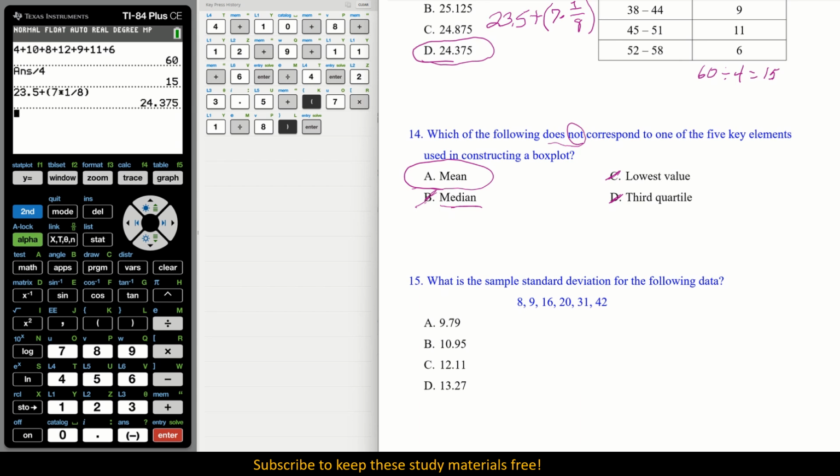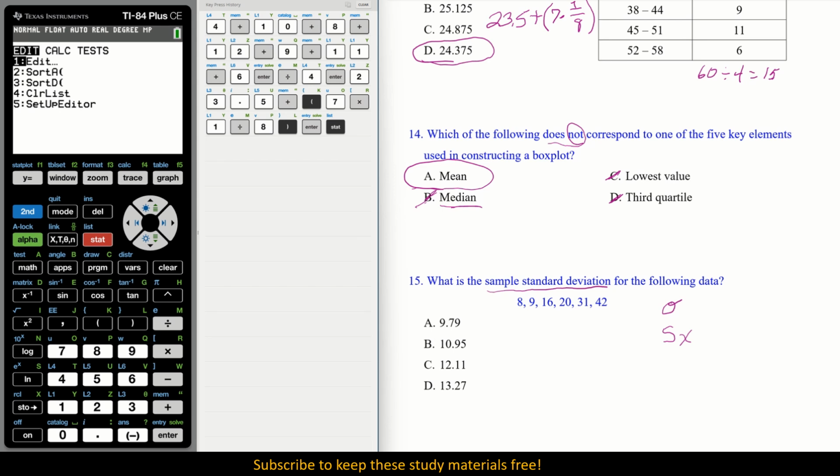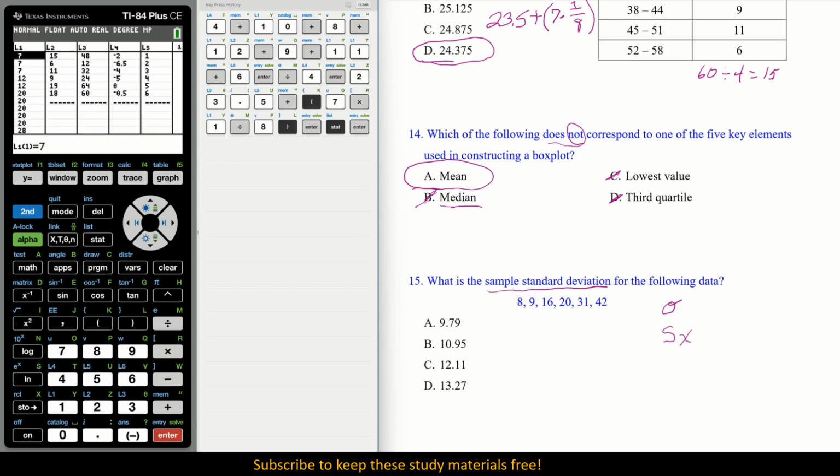Okay. What is the sample standard deviation for the following data? Remember, that will not be the population deviation. We are going to have the Sx, I do believe. So let's put this in the calculator and see what we get. Okay, that means you push stat. It's highlighted on edit because we're going to edit our list. So I'm going to go up. That's where I used it earlier.